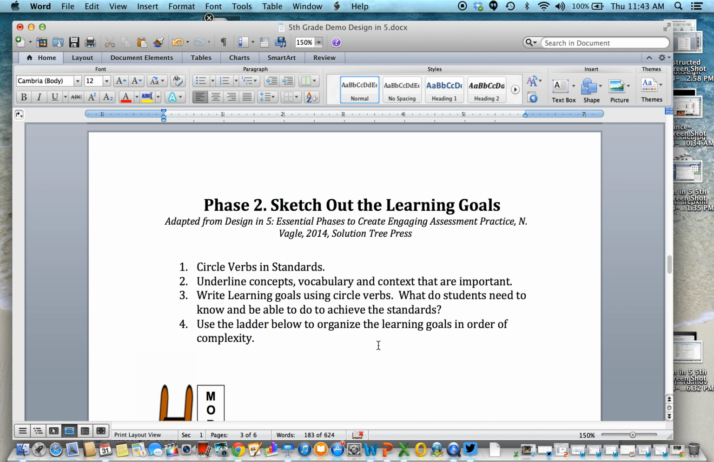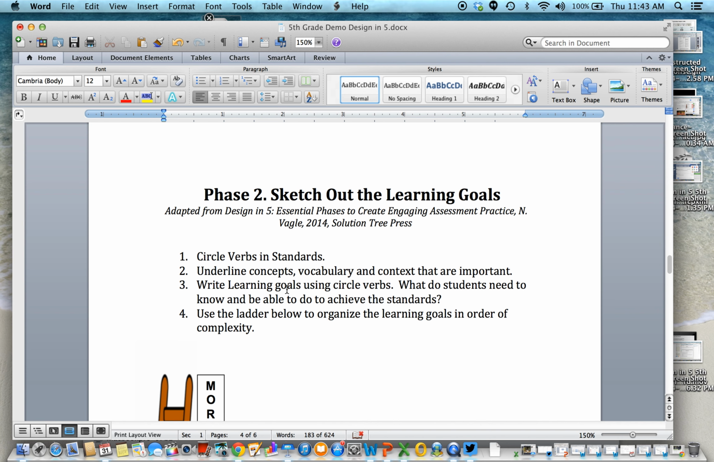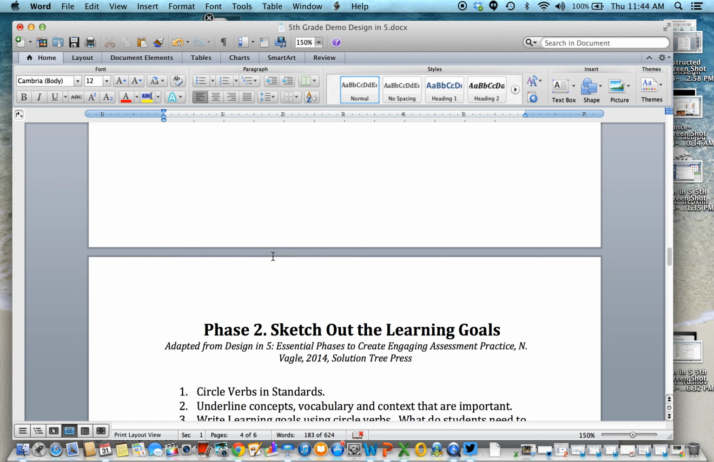So if we look at Phase 2, there are a number of parts. The first thing we're going to do is circle verbs, and this is a very common thing to do. Sometimes we call this unpacking standards, but essentially we're trying to get the gist of what the standard really means. Then we're going to underline some concepts, including some vocabulary and any context that tells us how students need to use and demonstrate that learning. We'll write some learning goals, and then we're going to use the concept of a ladder to put them in order of complexity. So let's take a look.